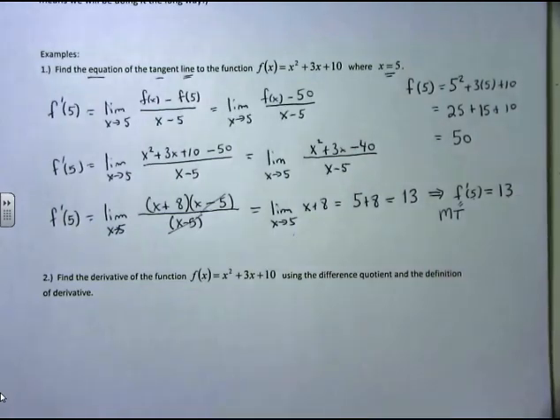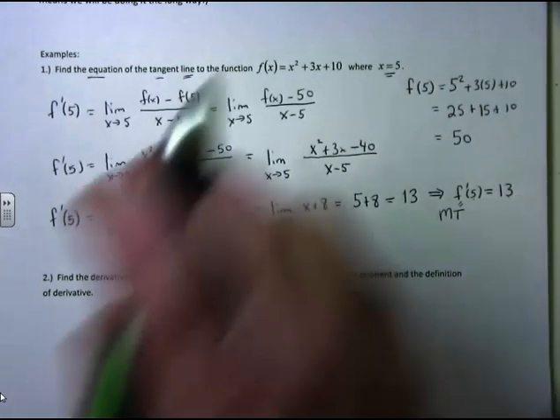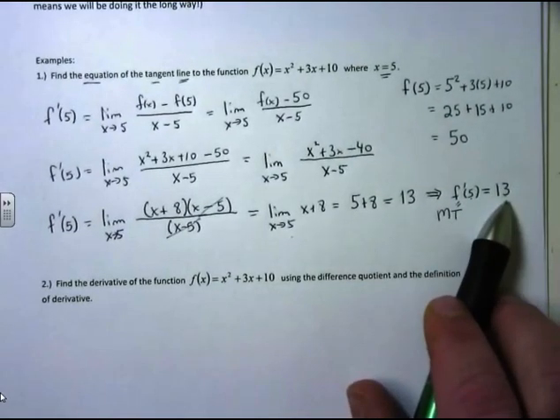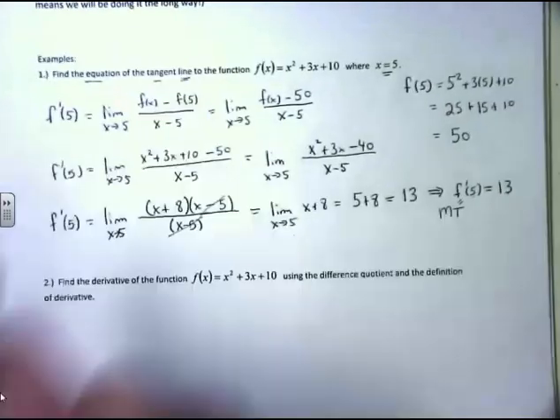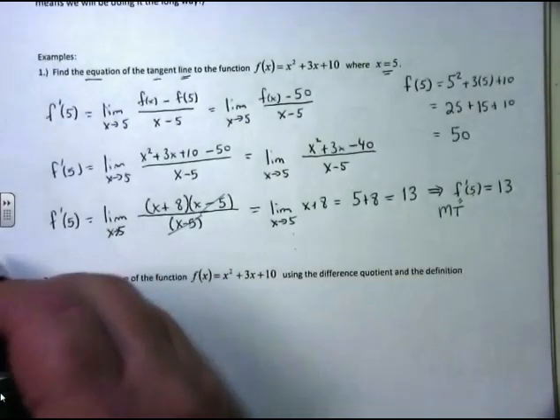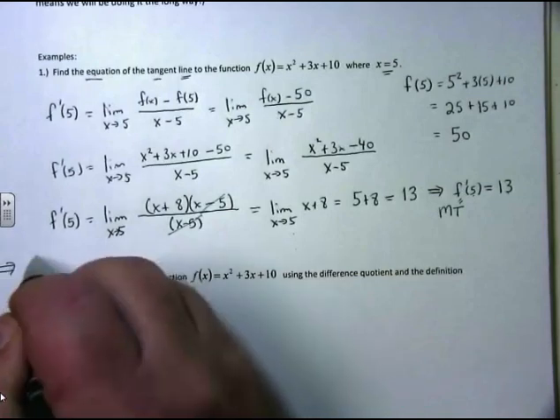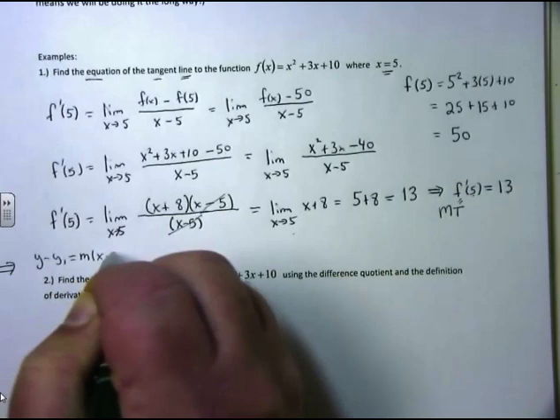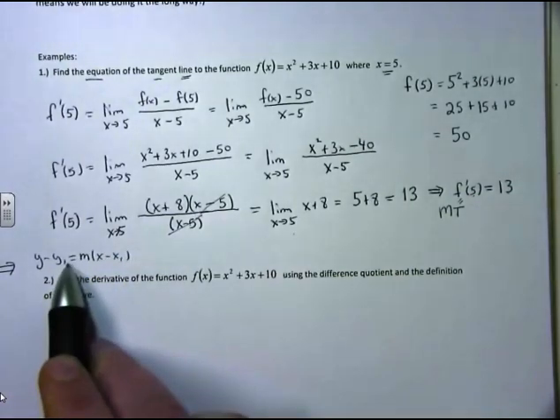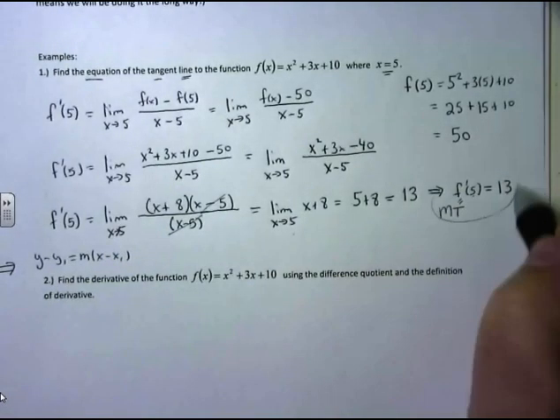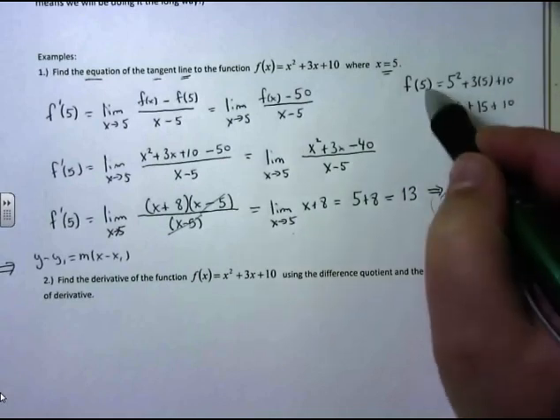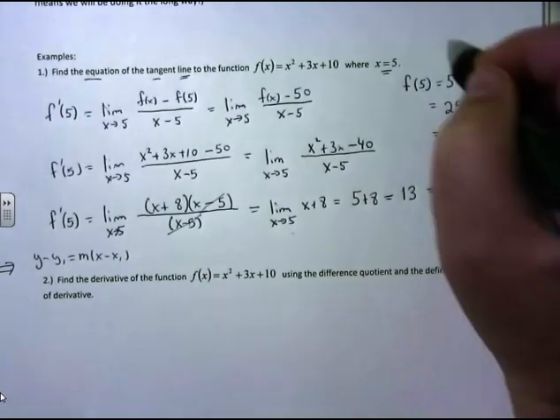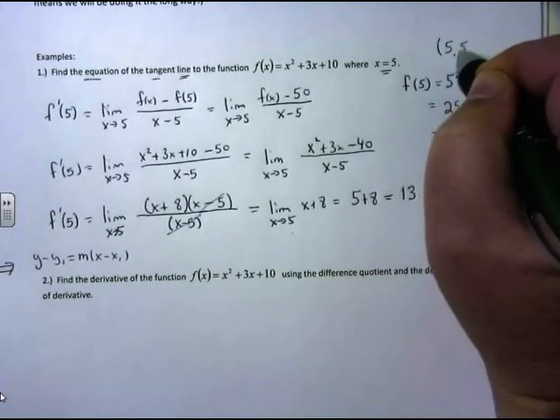But that wasn't the question. I used all this work to get the derivative, which is the slope of the tangent line, to be 13. But now I want the equation of the tangent line. To find the equation of the tangent line, we've got to use the point-slope formula: y minus y1 equals m times x minus x1. I've got to have a point and a slope. Well, there's my slope, and actually, here's my point. When x is 5, I got 50. So I've got the point (5, 50).